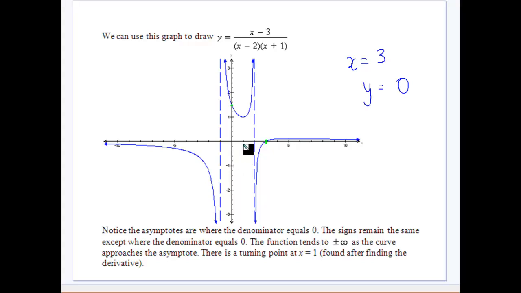Again, as it says down here, if you read this part, as the function tends to positive or negative infinity, the curve reaches an asymptote. So as it approaches the asymptotes, it approaches positive or negative infinity.